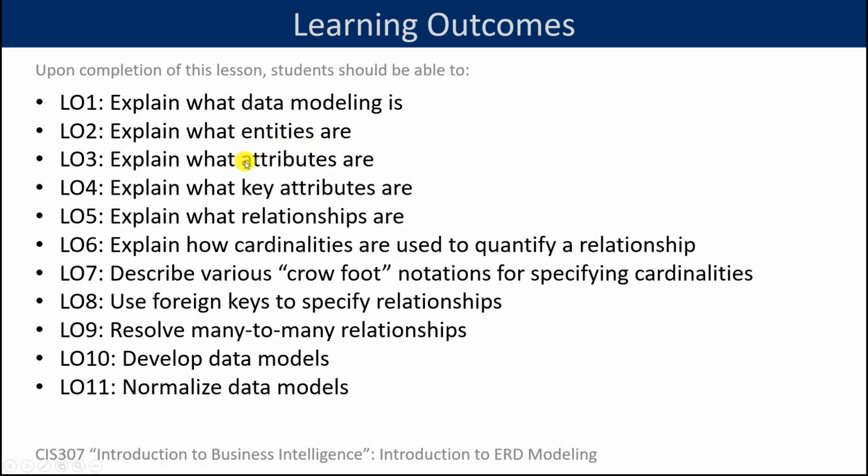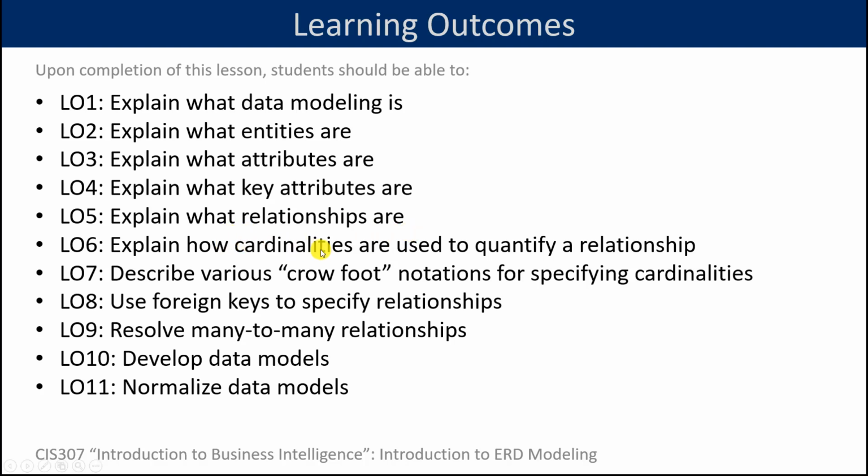Also, you should be able to explain what attributes or fields are, how they capture various relevant characteristics of entities. Also, you should be able to explain why we use key attributes such as primary keys, foreign keys, why they're important for identification purposes and also for implementing relationships between or among entities. Also, you should be able to explain what relationships are, how those relationships are depicted visually on an ERD diagram, and how those relationships are implemented using primary and foreign keys.